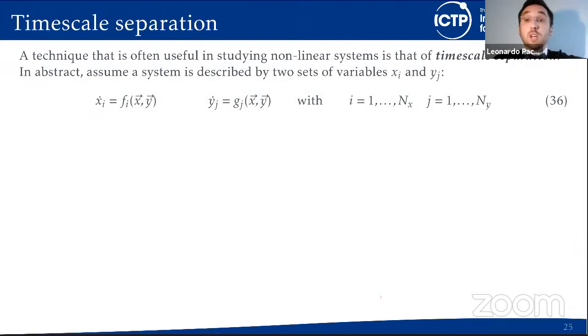This approach can be used when a nonlinear system can be described by two different sets of variables, x_i and y_j, not necessarily of the same number, and each one of them has its own nonlinear function, which can be different for the two.